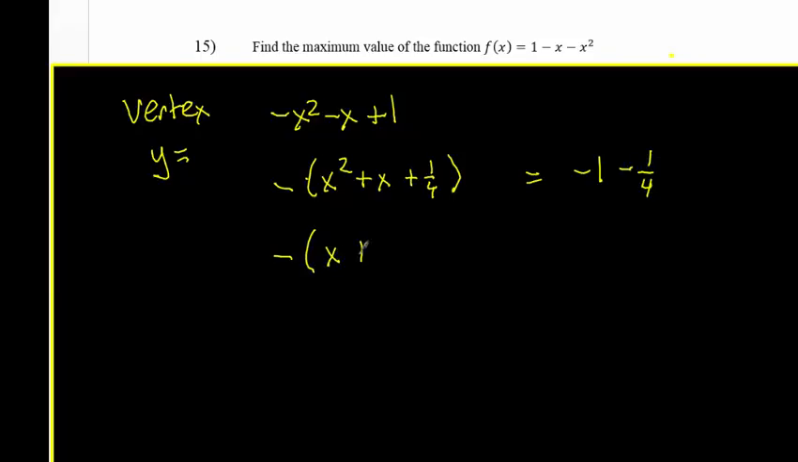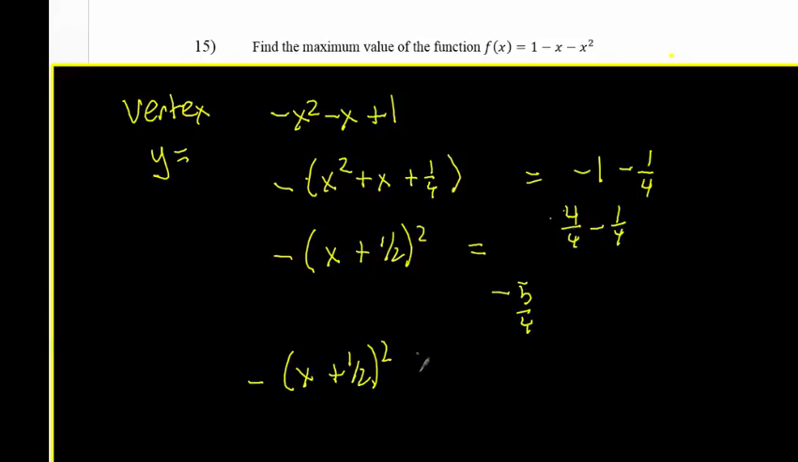So then I have negative x plus 1/2 squared. And over here this would become a negative 4 over 4 minus 1/4, or negative 5 over 4. And so my vertex form is negative x plus 1/2 squared plus 5/4. So my vertex is what? Negative 1/2, and it occurs at 5/4.